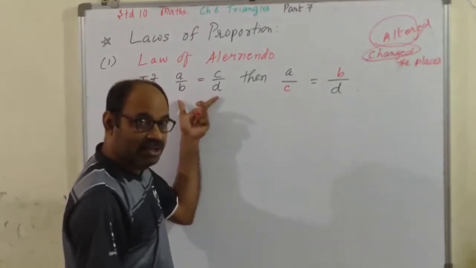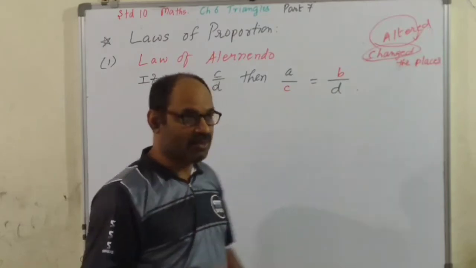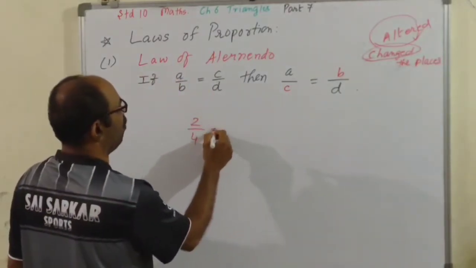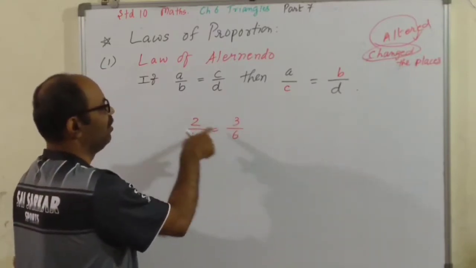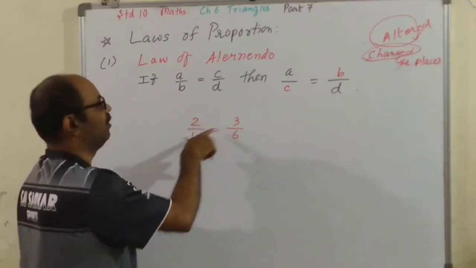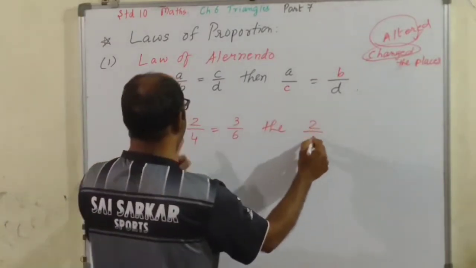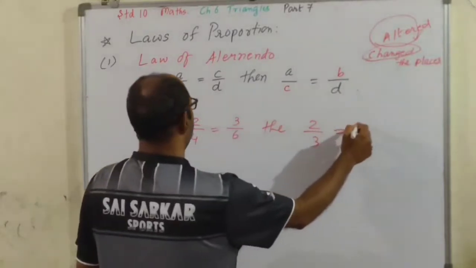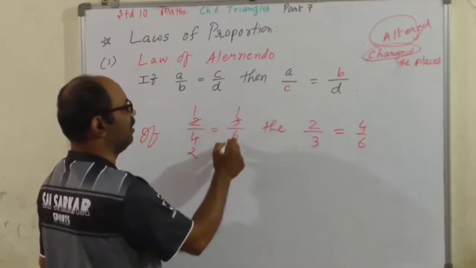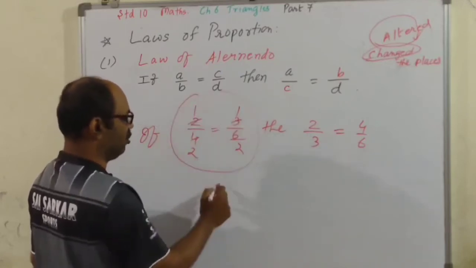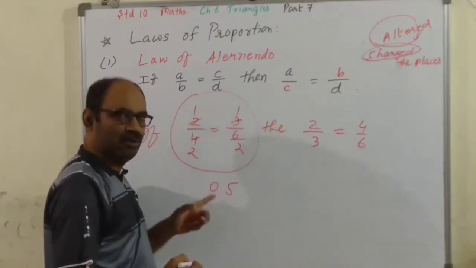So you have two equal ratios and you get two new equal ratios. Please try to understand. This is 2 upon 4 and this is 3 upon 6. They are equal, aren't they? 2 sixes are 12, 3 fours are 12. So if this is given, then you can say 2 upon 3 is equal to 4 upon 6. Children, 1 twos are 1, and so on. So the value of these two ratios is 0.5. The value of the two equal ratios, 1 upon 2, is 0.5.